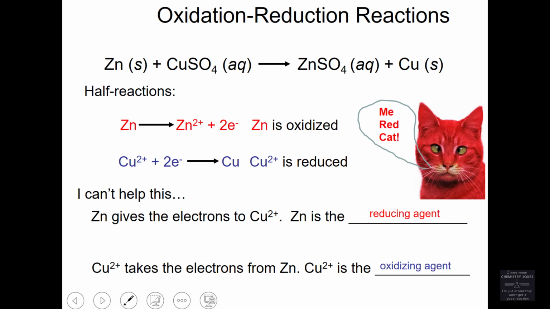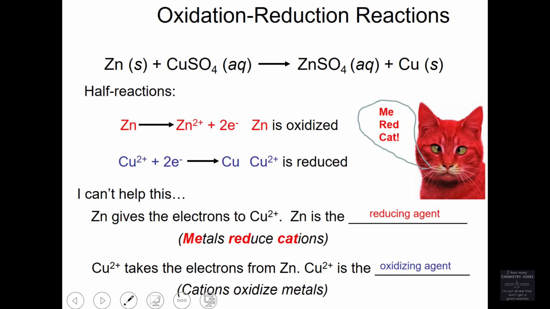There's another little, not acronym, but another little phrase that sometimes helps students remember things. MEREDCAT, as in metals reduce cations. Metals give electrons to cations, and cations take electrons from metals. Cations oxidize metals. We'll say it that way a few times.